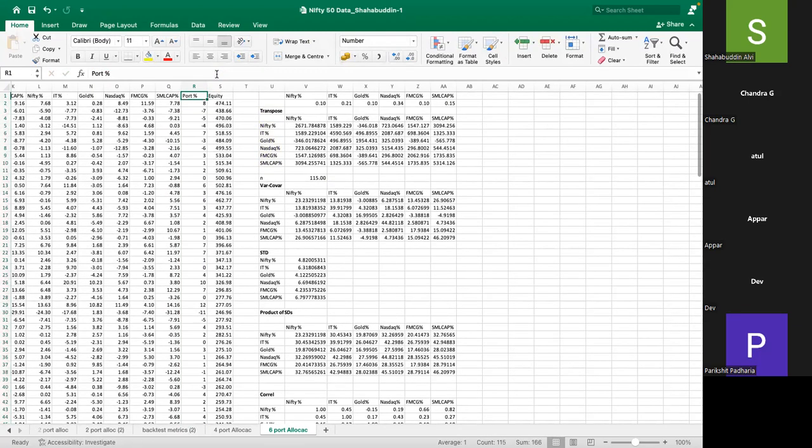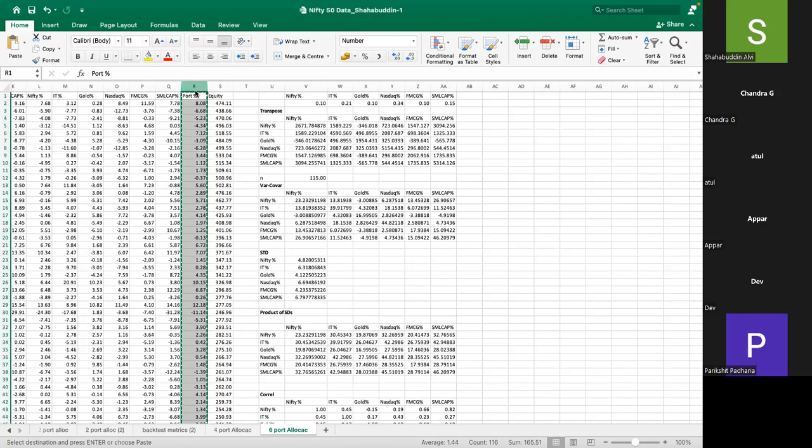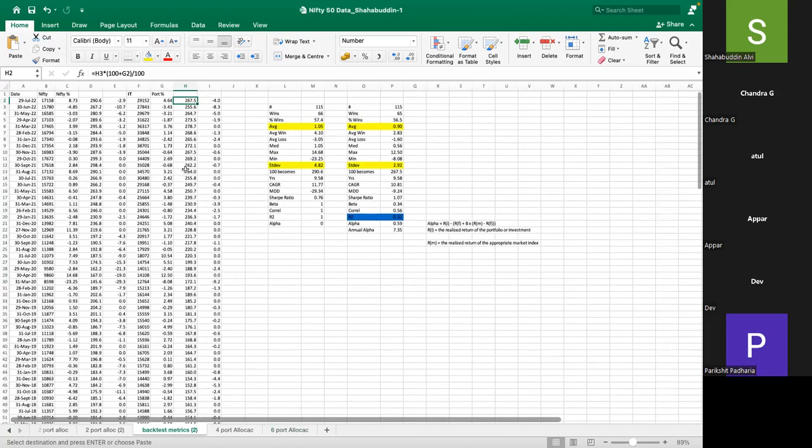Yeah. Make two digits precision, the entire R. This is much better, right? Take the portfolio, copy, go to backtesting metrics. Paste it in G.